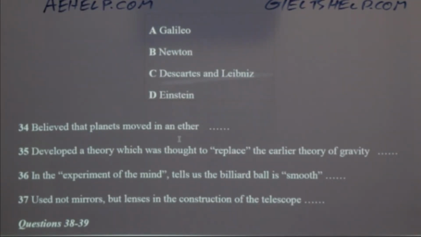Until this time, scientists such as René Descartes and Gottfried Leibniz had believed that the planets moved in some sort of matter, something they called an ether. Newton demonstrated that no such ether was required. Descartes and Leibniz also had little explanation for why apples fall to the earth. Newton's theory accounted for this almost perfectly.